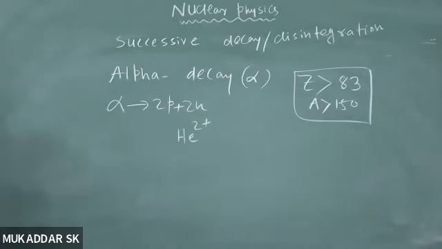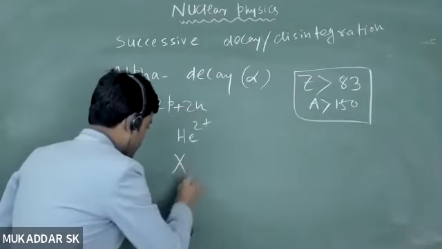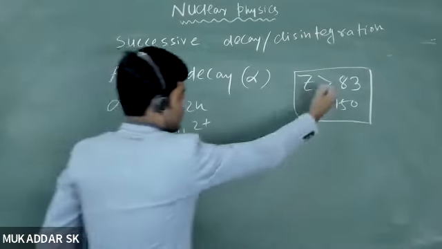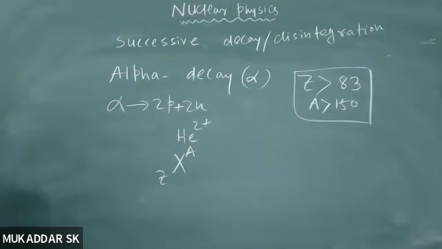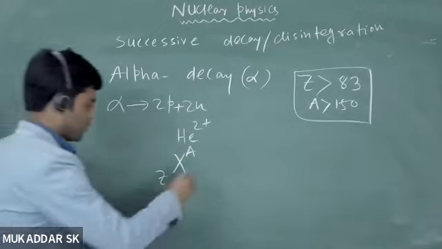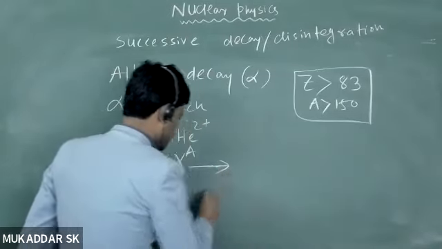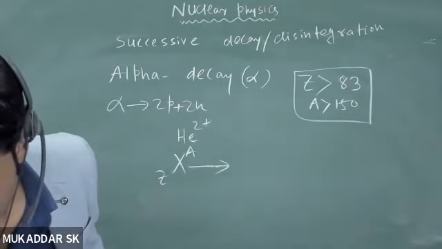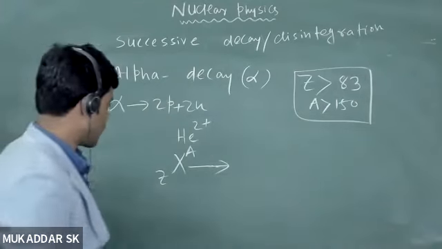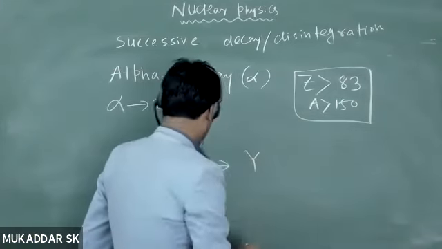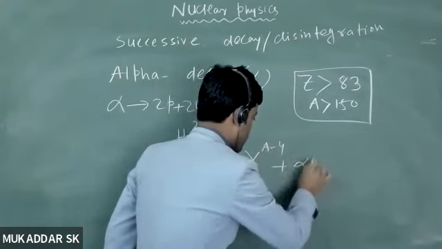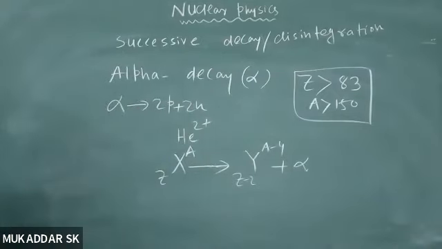So in that process, if I write the equation, you have a parent nucleus with atomic number Z greater than 83 and mass number A greater than 150, and due to its bigger size it has a small binding energy per nucleon, so it is not stable and it will undergo alpha decay, right? We have discussed this in the binding energy per nucleon curve also. So in alpha decay, we'll have a daughter nucleus Y with atomic number Z minus 2, mass number A minus 4, and you'll have an alpha particle.